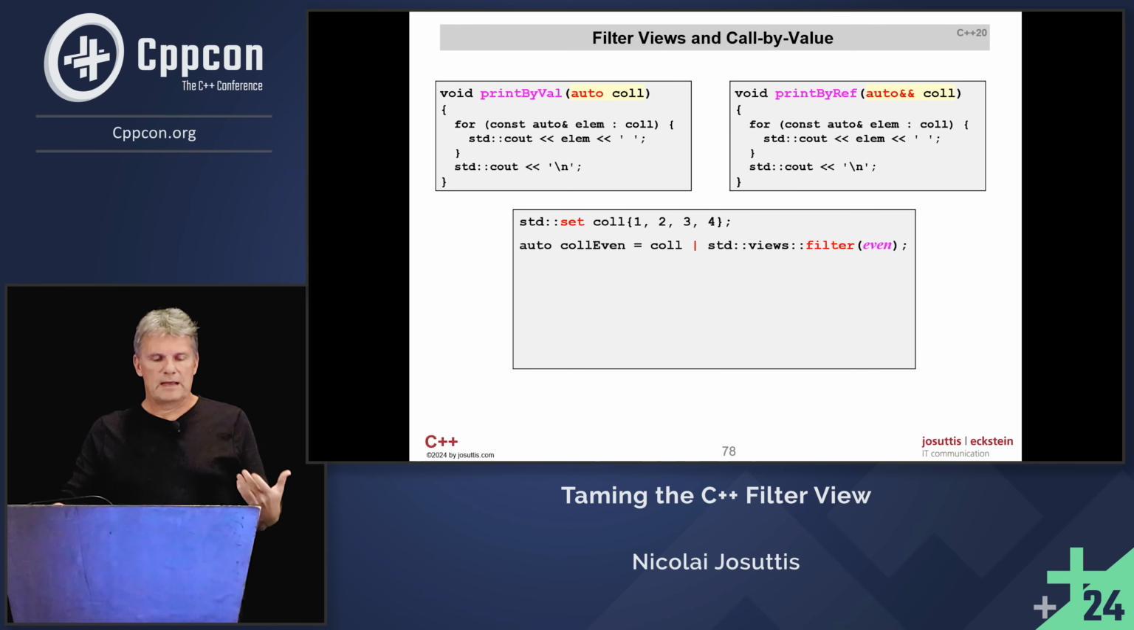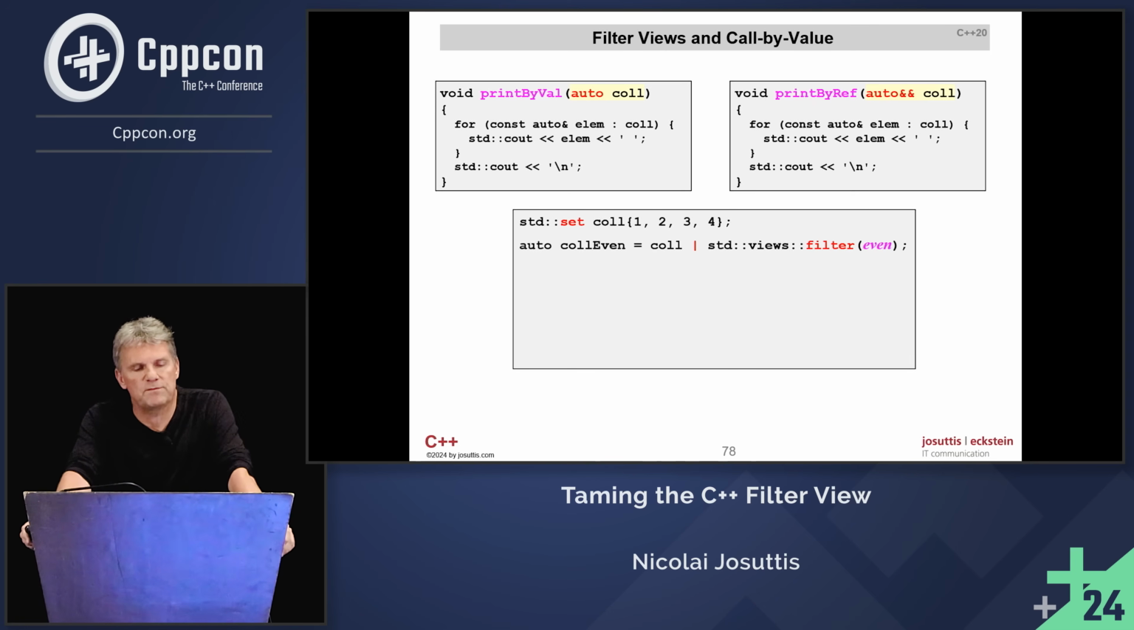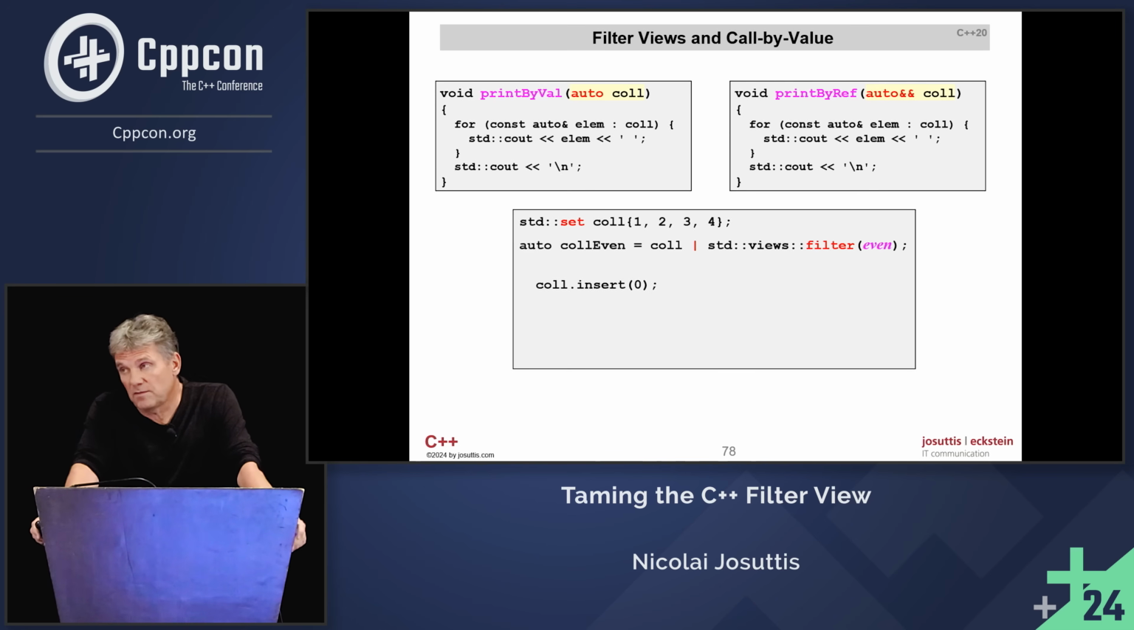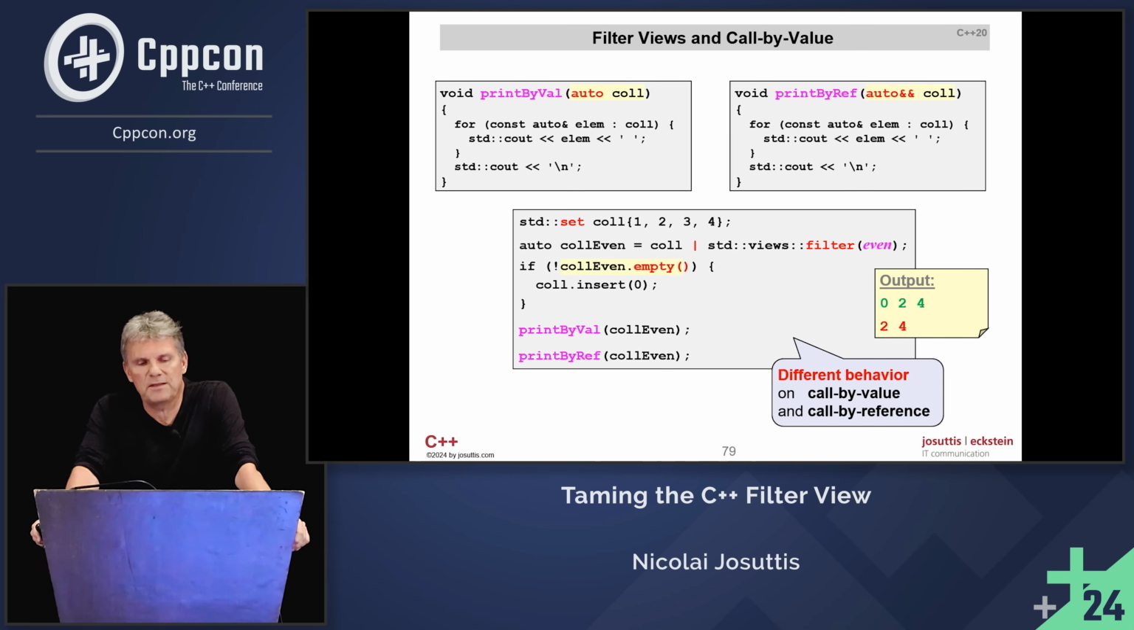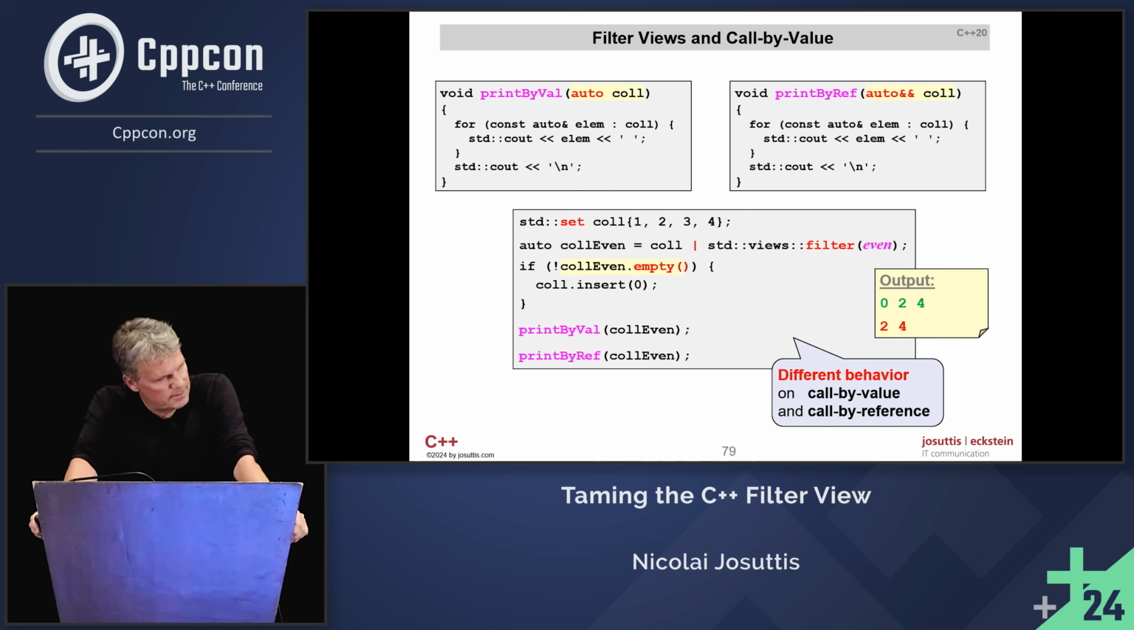And now let's have a set. Let's filter for even elements. Let's insert another element there. And let's call print by value, print by reference. Yeah, great. 0, 2, and 4 are the even elements. But let's check. Let's only insert 0 when the collection is not empty. So one of the two is broken. That's what we designed.